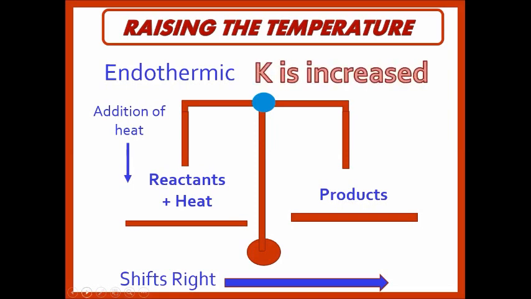So again, if we think about this plot of 1 over temperature versus ln of K, our slope is going to be equal to negative delta H over R. And so this is going to result in a negative slope. This means that the equilibrium constant increases with increasing temperature.